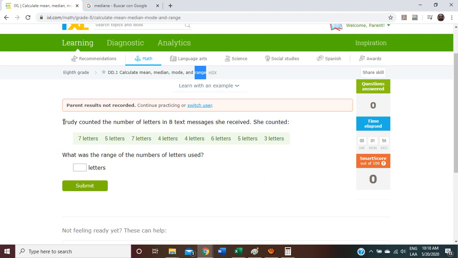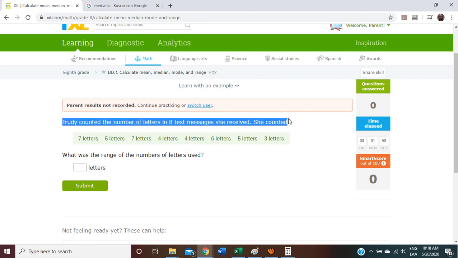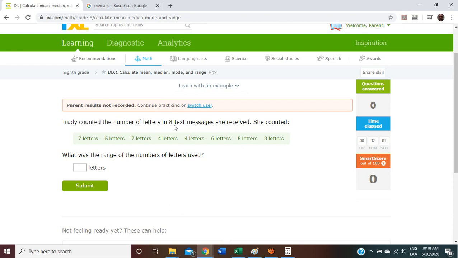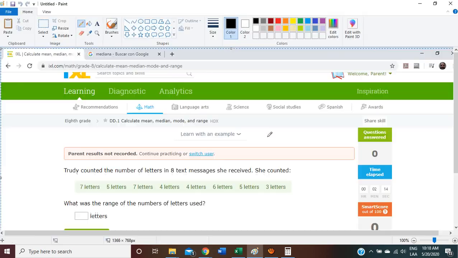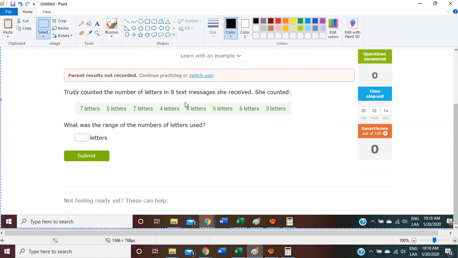So we have this situation. Trody counted the number of letters in 8 text messages she received. She counted 7 letters, 5 letters, 7 letters, 4 letters, 4 letters, 6 letters, 5 letters, and 3 letters. In this case, we are being asked about the range. All right, what is the range of the numbers of the letters?